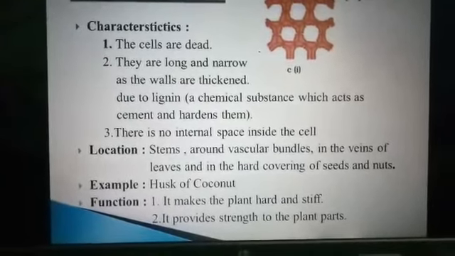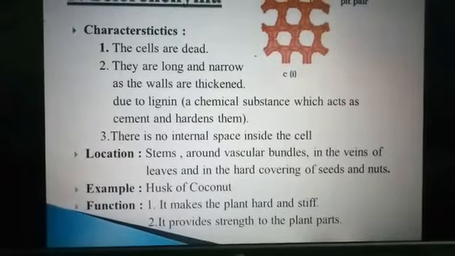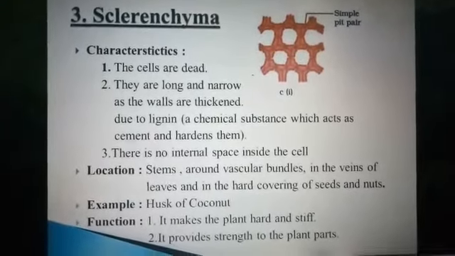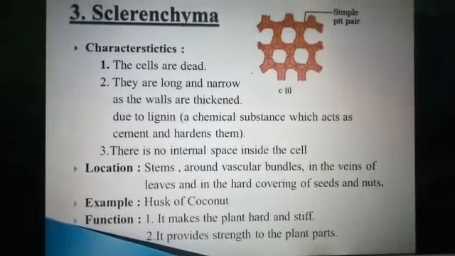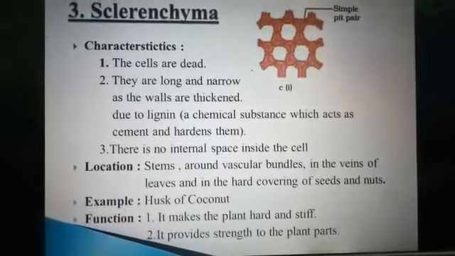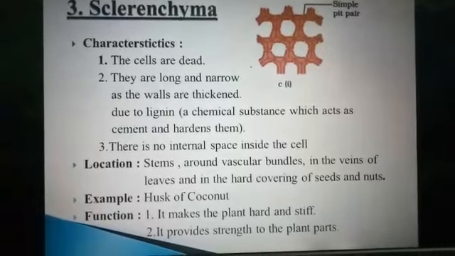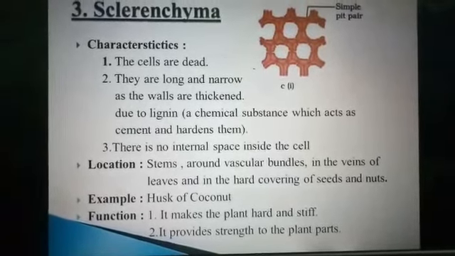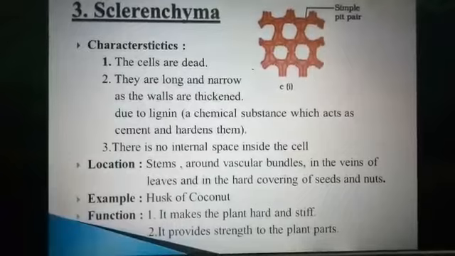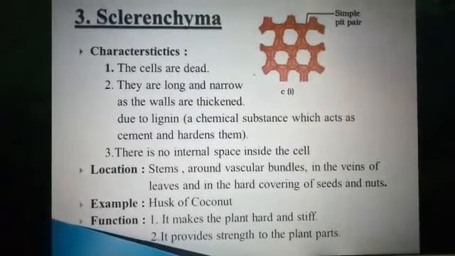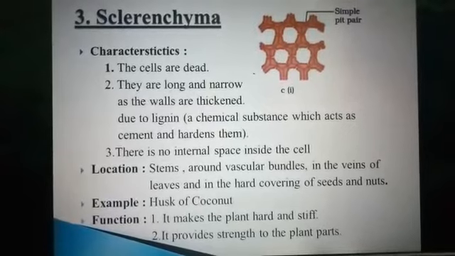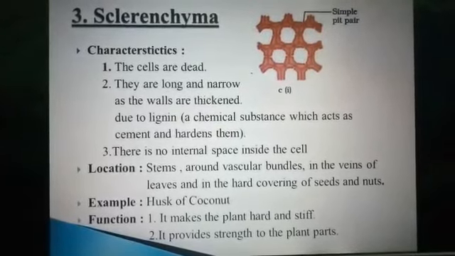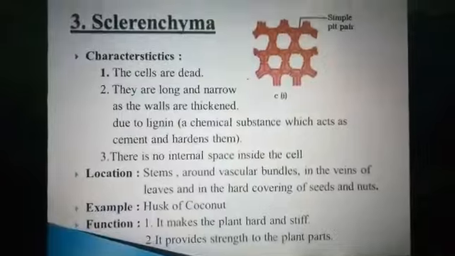आपने देखा पहले वाले में पेरेन्काइमा में स्पेस था, कॉलेनकाइमा में थोड़ा था, and here there is no intercellular space. Then about location. They are present in stem, around vascular bundles, veins of leaves, and the hard covering of seeds and nuts. One example is the husk of coconut. Coconut का ऊपर छिलका देखा है आपने, वही example है sclerenchyma, the best example there. The function is to make the plant hard and stiff, and it also provides strength to the plant parts.